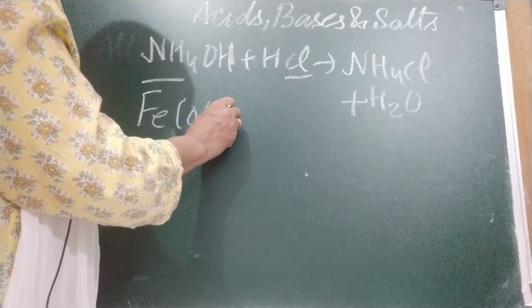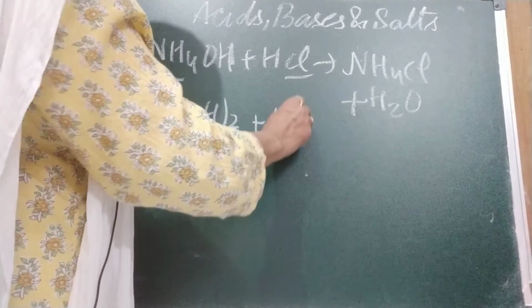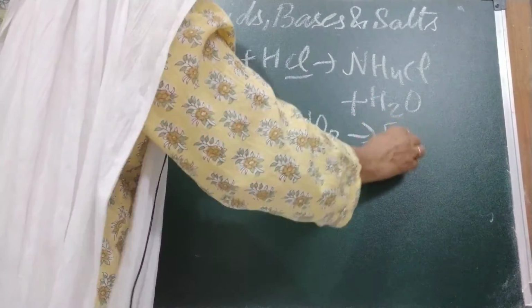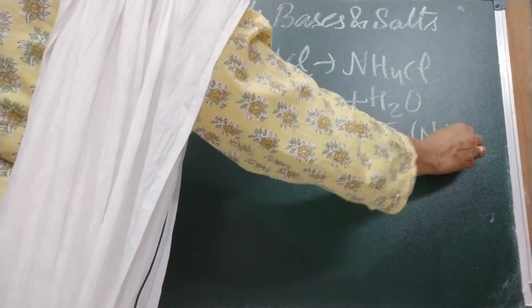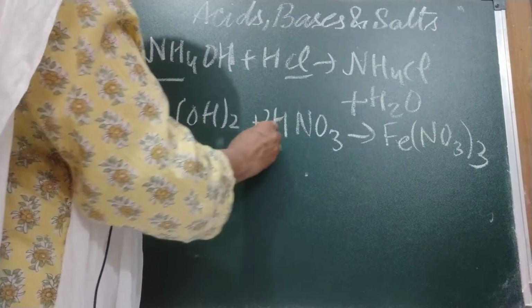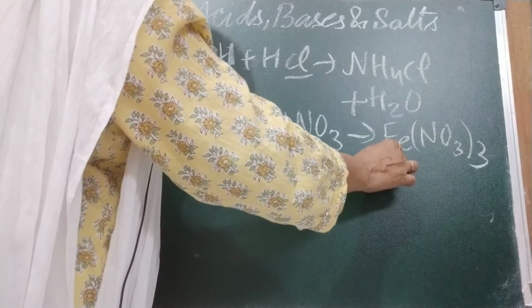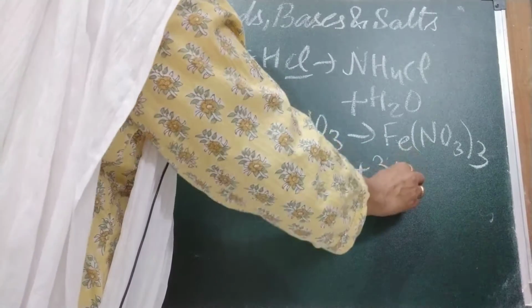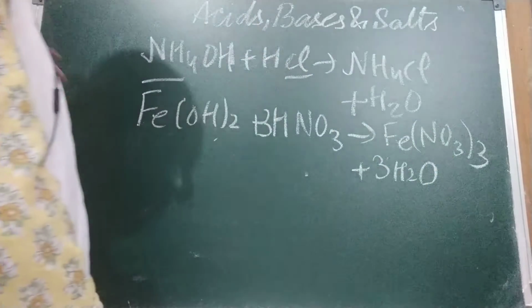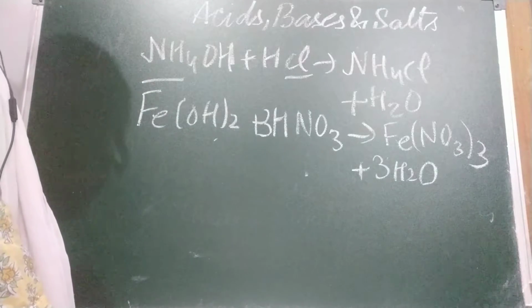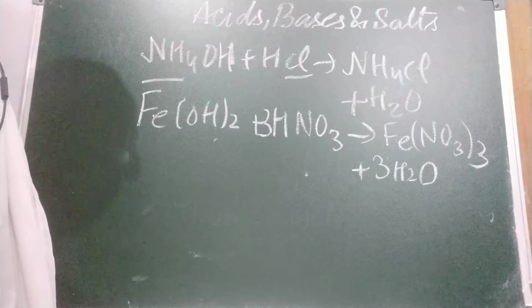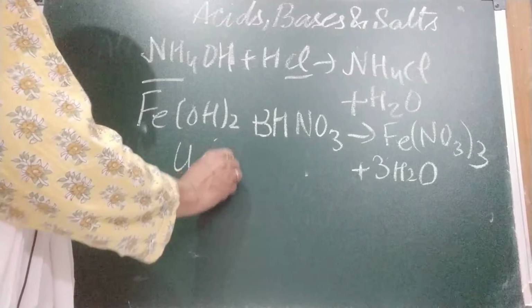Iron hydroxide, when it reacts with nitric acid, it gives iron nitrate plus water, 3H2O. Okay, so this is the reaction. In the same manner, ammonium hydroxide also reacts with sulfuric acid. It gives ammonium sulfate and water. Now we are going to discuss uses of bases.